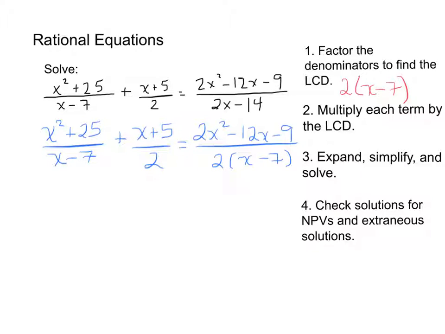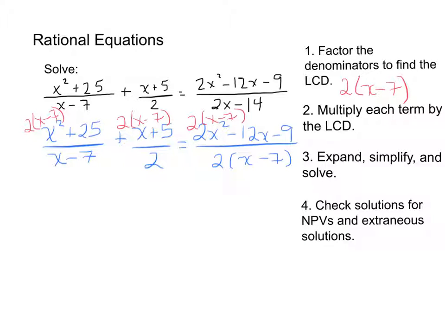And if this were an adding or subtracting question, then we would take each denominator and change it into 2 times x minus 7. But because it's solving, we go to step 2, which is multiply each term by the lowest common denominator. So we don't multiply by what's missing, we just multiply by that denominator. So we're going to go 2 times x minus 7 to that term, 2 times x minus 7 to that term, and 2 times x minus 7 to that term.